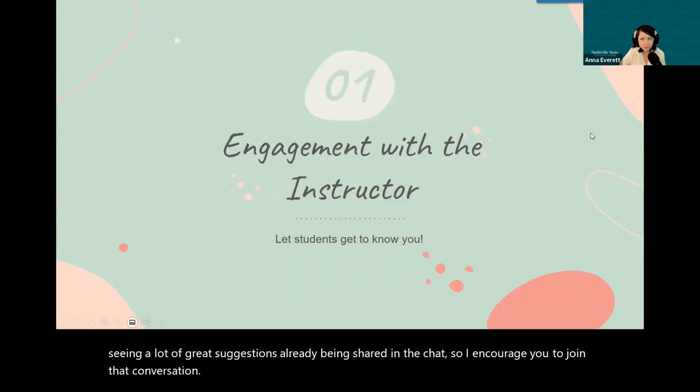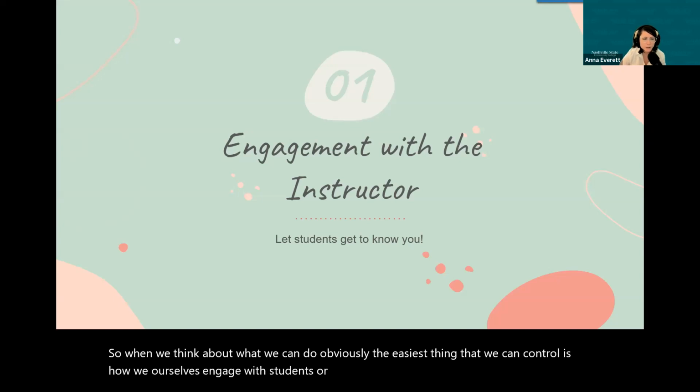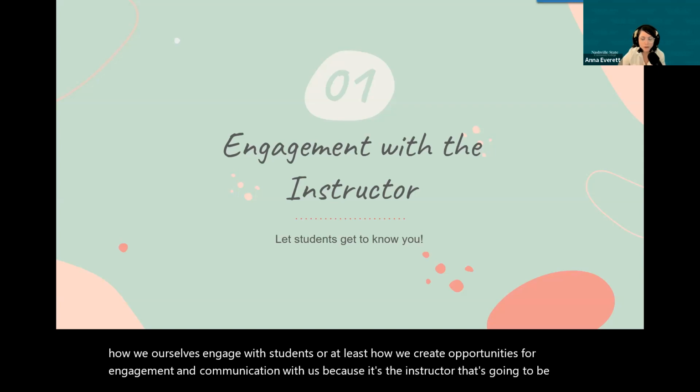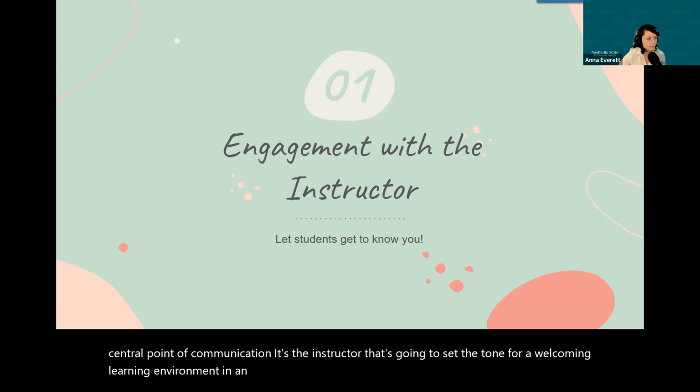So when we think about what we can do, obviously the easiest thing that we can control is how we ourselves engage with students, or at least how we create opportunities for engagement and communication with us, because it's the instructor that's going to be the central point of communication. It's the instructor that's going to set the tone for a welcoming learning environment in an online course.